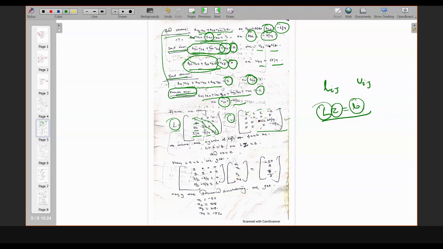So now you see this is your L, and the Z vector, whose elements are Z1, Z2, Z3, Z4. Okay. Then this is your right hand side vector, already given in the problem. So now you can solve. Since it is a lower triangular system, you can apply the forward substitution method to get the solutions.